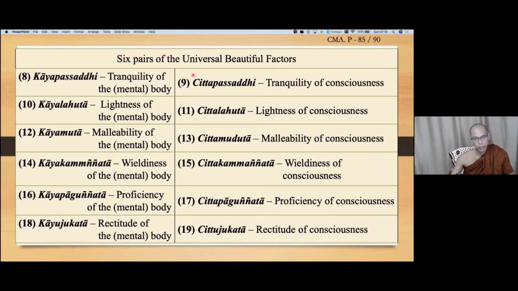In this way, the 6 pairs will come. The first column will come with the mental body, and the second column with the consciousness, Kaya and Citta. So these are the tranquility pairs: the tranquility of mental body and tranquility of consciousness, Kaya Passaddhi and Citta Passaddhi. Then 10 and 11, lightness of the mental body and lightness of the consciousness. Kaya is the same, and the Pali word Lahuta means lightness. Then Kaya Mudutta and Citta Mudutta: malleability of mental body and malleability of the consciousness. In other words, that is called softness.